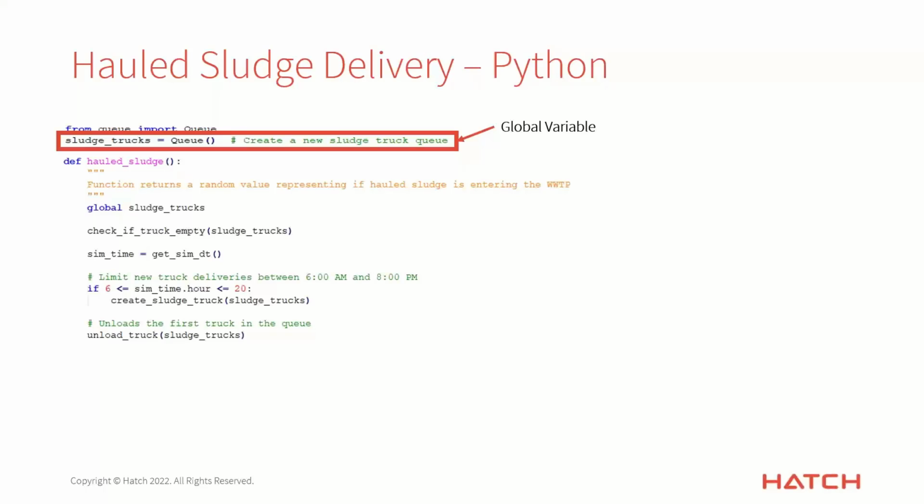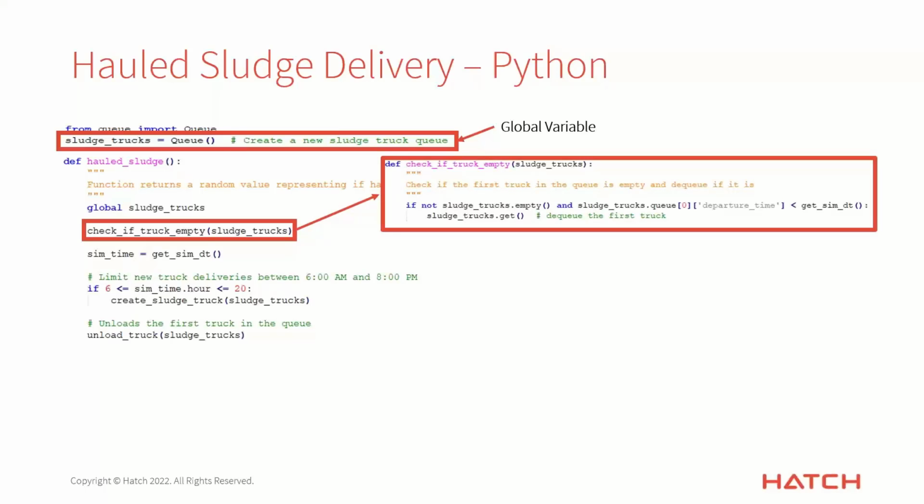So now, taking a look at the actual custom functions that we've defined, we'll take a look at the hauled sludge function. The very first thing that we do in this function is make a call to another custom function called check if truck empty. What this does is it passes along our sludge truck queue, and does the simple thing of looking to see first, is our queue empty? So are there no trucks currently in line? And if this is not true, so we do have trucks at the plant, we then take a look to see what is the departure time of that very first truck in line. If our current simulation time is greater than the departure time, we're just going to remove that truck from our queue so that we can now take a look at the next one, because that truck is going to be empty in the eyes of our simulation.